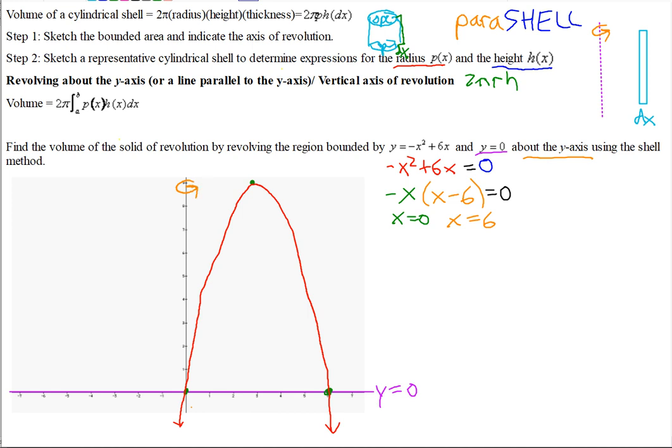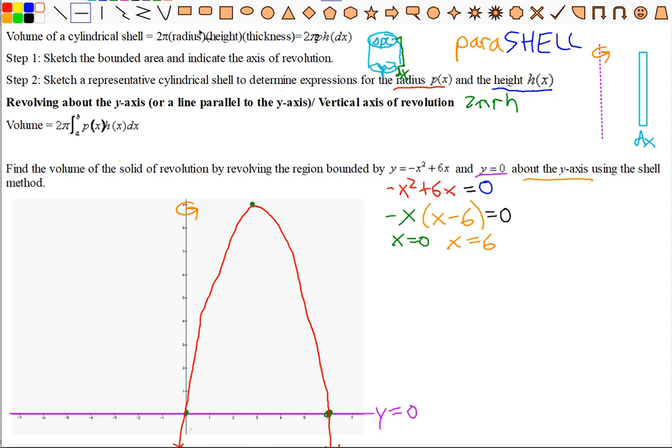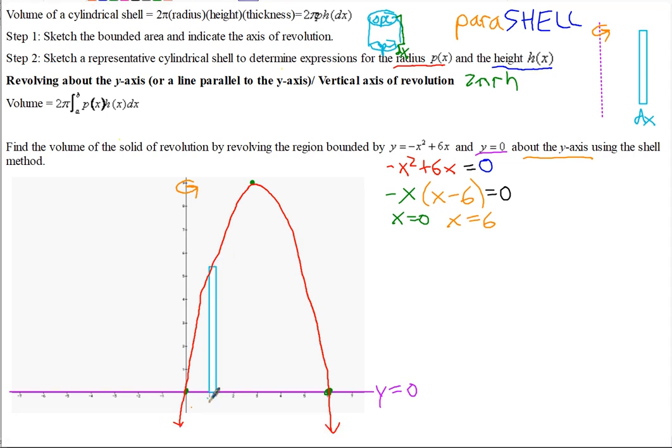So we'll draw a representative rectangle. And that's dx again. And notice our rectangle and axis of revolution are parallel. That's why we're using the shell method here, as opposed to the last one where they're perpendicular. And then this part is optional, but it's to help you visualize the radius and the height here. So we're taking this rectangle and it's revolving around here. So it's going to form what's called a cylindrical shell, like a hollow cylinder.